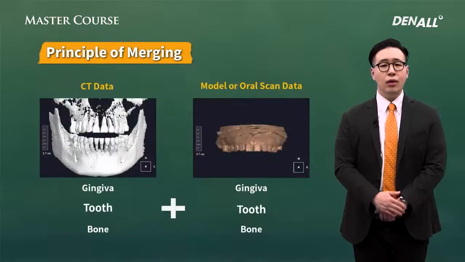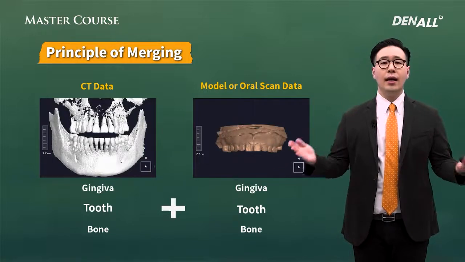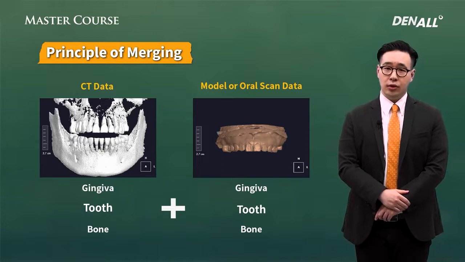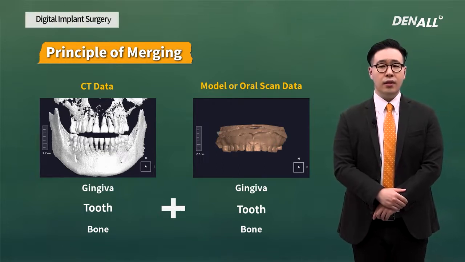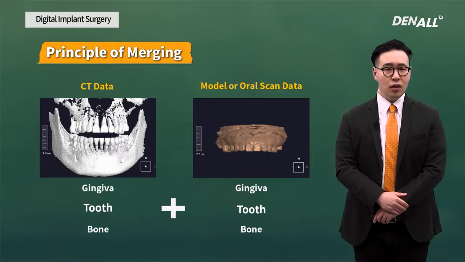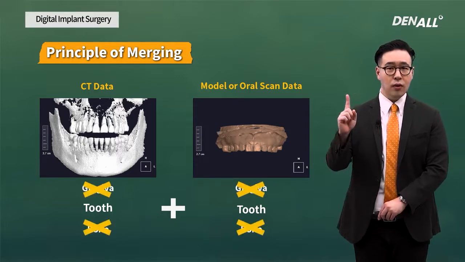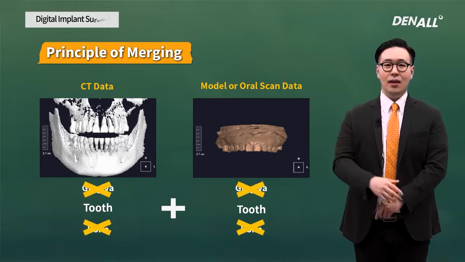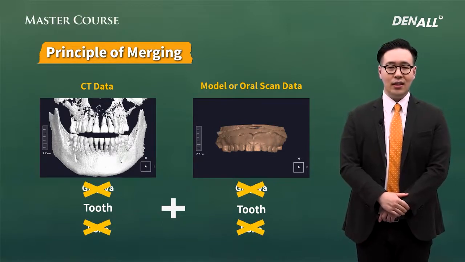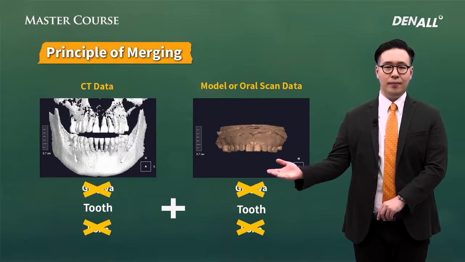So, these two types of data need to be merged accurately to conduct the guided surgery accurately. The common information in the data is the reference points for merging. The information is teeth. Based on the teeth, the data is merged, and I'll show you how to design a guide.